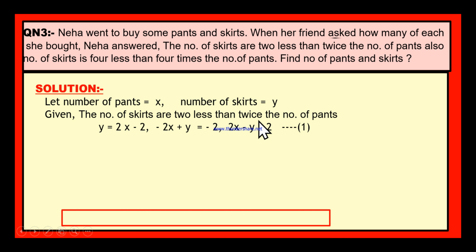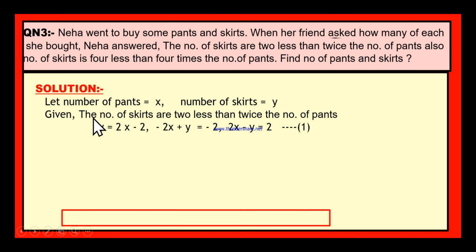Twice means 2 times. Number of pants is equal to x. 2 times of x means 2x. Since this value is 2 less, you have to subtract 2 from 2x. Y is equal to 2x minus 2. In general form, let us write x and y terms at LHS and the constant term on RHS.